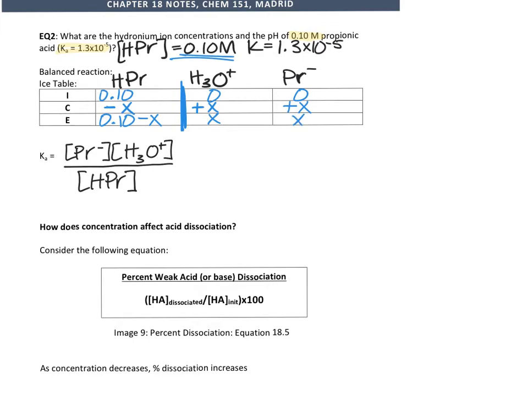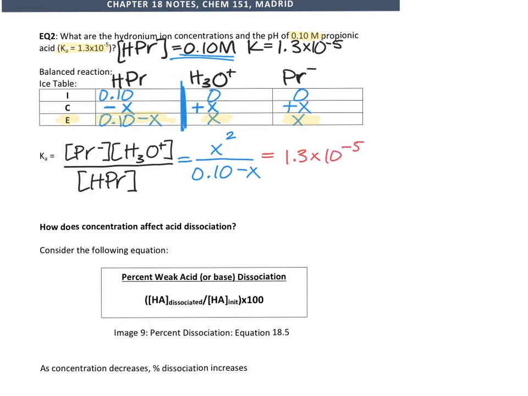All right, so let's go ahead and highlight the numbers or symbols we need. Those are all in row E. And let's plug them into the Ka expression. So that gives us x squared, right? x times x at the top, divided by 0.10 minus x. All right, notice that the Ka is given to us. Ka is equal to 1.3 times 10 to the negative 5.